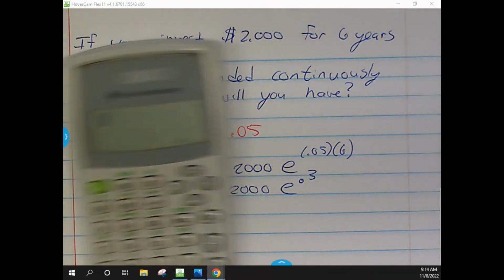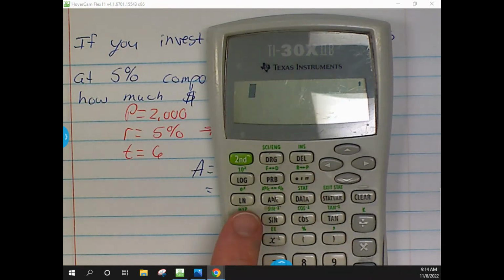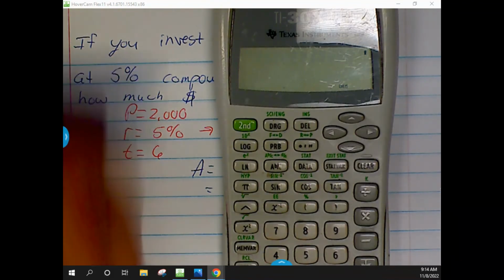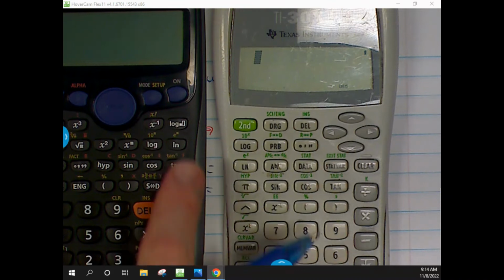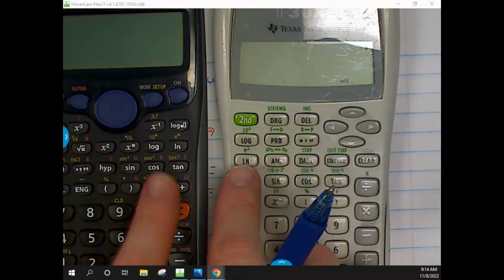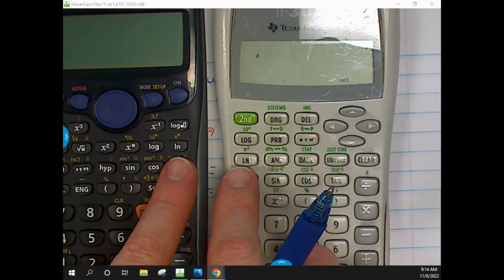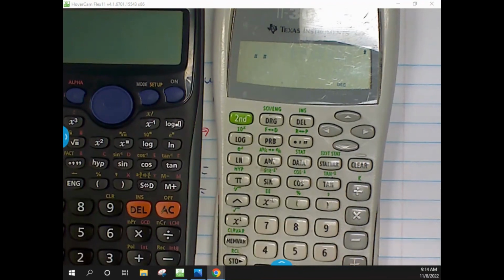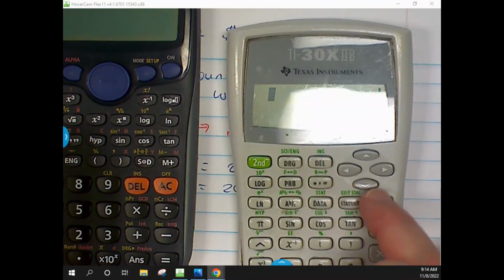To find your E button, find your LN button, which on the Texas Instrument is right here. For the Casios, it is right there. So Texas Instruments here, Casios, it's normally right here. If you notice, right on top of the LN button, you've got this E button. That's the E that you have to use for this formula.